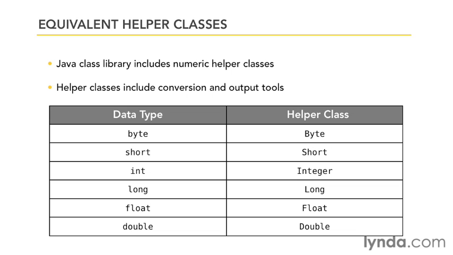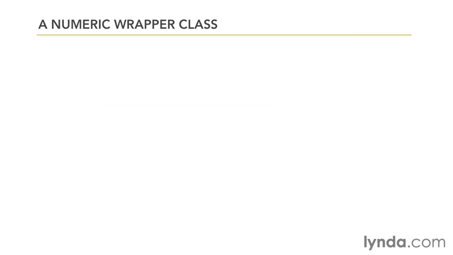For the most part, the names match. Byte is Byte, short is Short, and so on, and the only difference is the initial character. The primitive data type is all lowercase. The class name has an initial uppercase character. The only difference is in the integer, where the primitive data type is int, and the name of the helper class is Integer with an uppercase I. The helper classes have all sorts of great tools in them, and they're always available to your Java code.